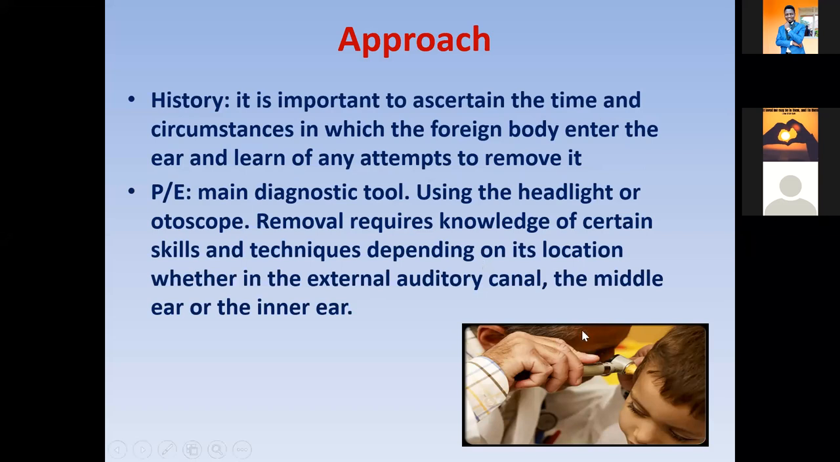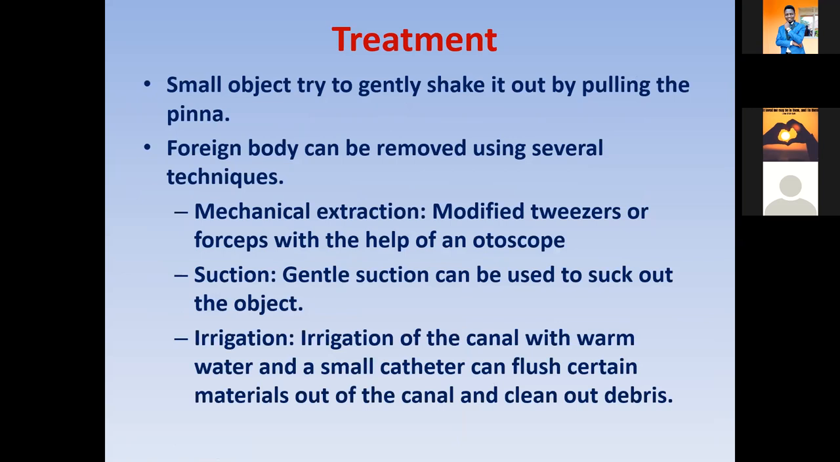So this is a doctor doing otoscopy to examine and see the foreign body. The main diagnosis is usually made using a headlight or an otoscope. So you need to examine and visualize. Sometimes when you visualize, you notice that there's no foreign body. So it's important to examine before you make any other attempt. Removal requires knowledge of certain skills and techniques, depending on the location, whether in the external auditory canal or the middle ear. Inner ear is rarely possible, but middle ear, if a patient has a tympanic membrane perforation, then you can have the foreign body enter into the middle ear through the perforation or the opening in the tympanic membrane.